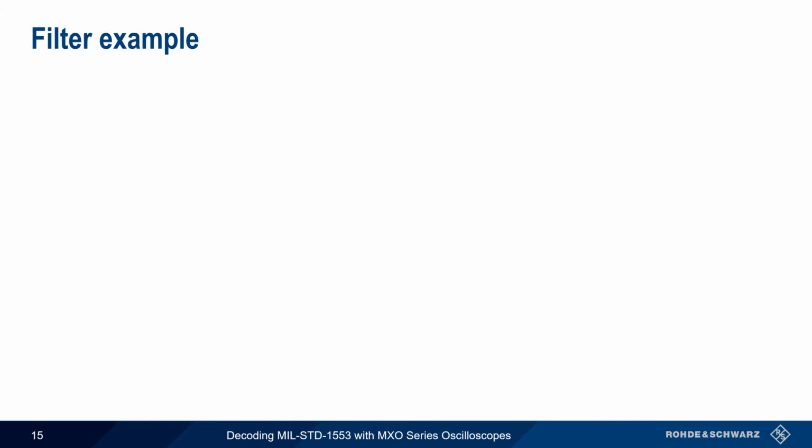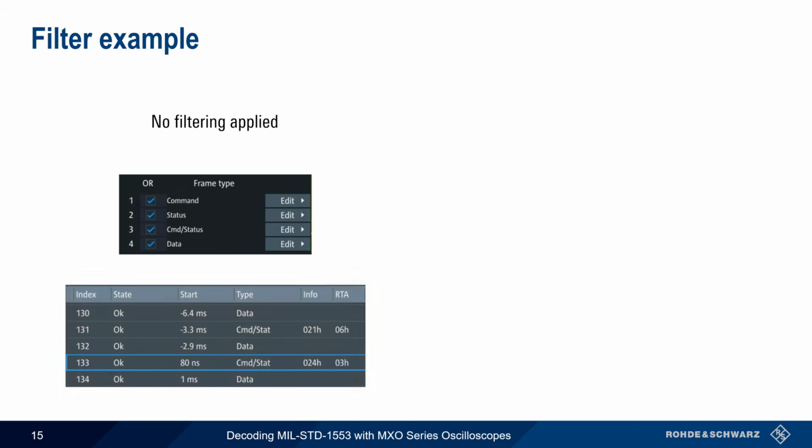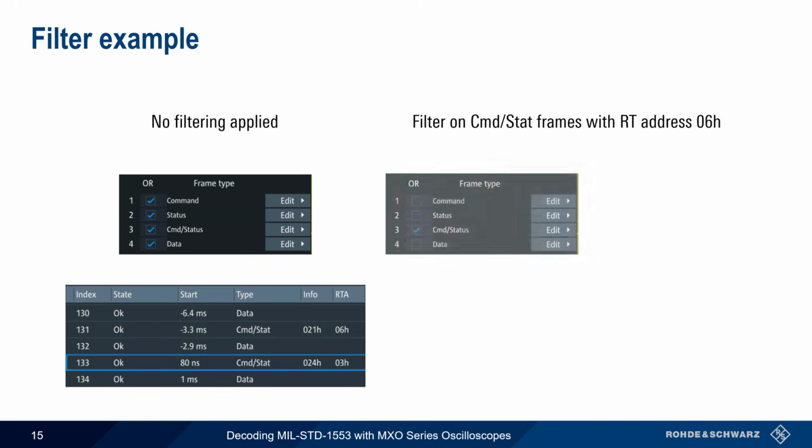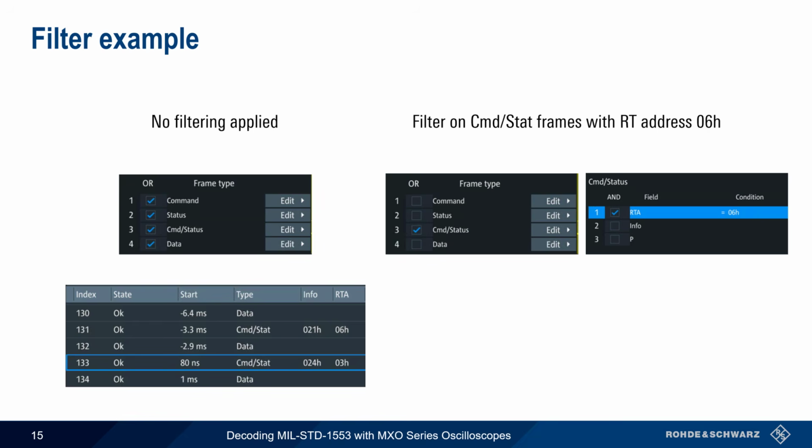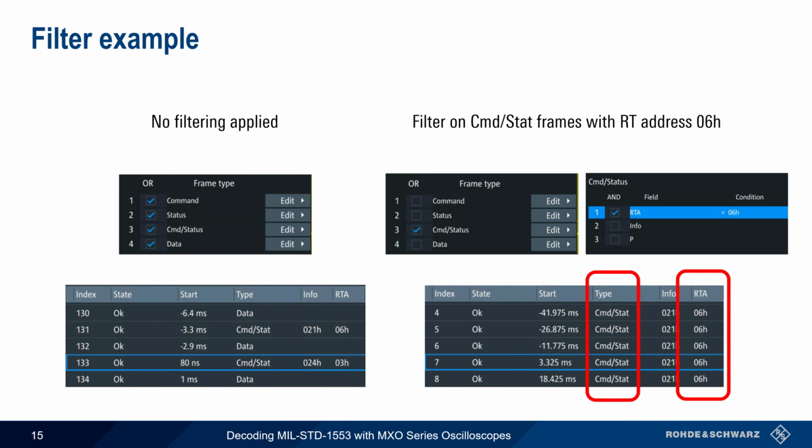Here's a quick example. With no filtering applied, our decode table shows MIL-STD 1553 frames with many different addresses and word types. Applying a filter for command status frames with an RT address of 06 causes the decode table to show only words matching this specific type of frame and this specific RT address.